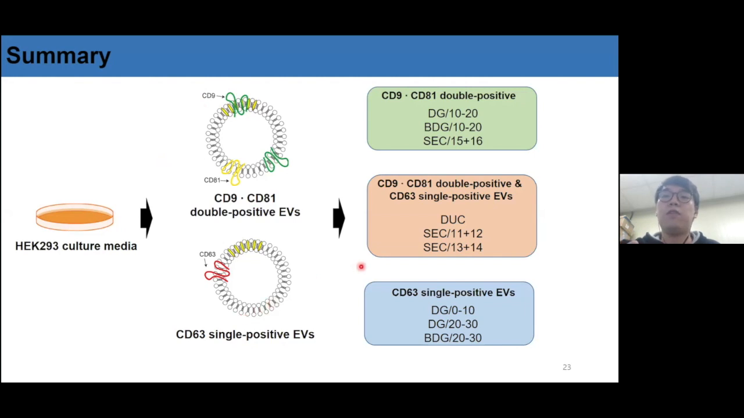And from the further single-vesicle analysis using EVs acquired from different purification methods, we could confirm that these 2 major subpopulations can be further purified. So density gradient 10 to 20, buoyant density gradient 10 to 20, and SEC 15 to 16 fractions mostly isolated CD9 and 81 double positive EVs, and the other fractions of each purification method mostly isolated CD63 single positive EVs.